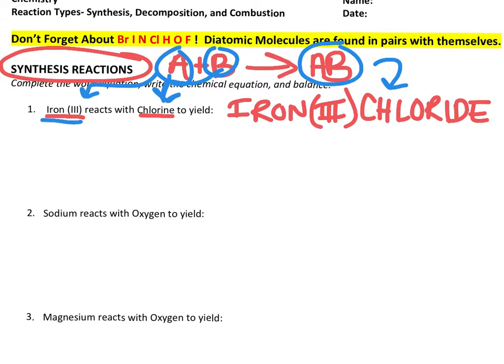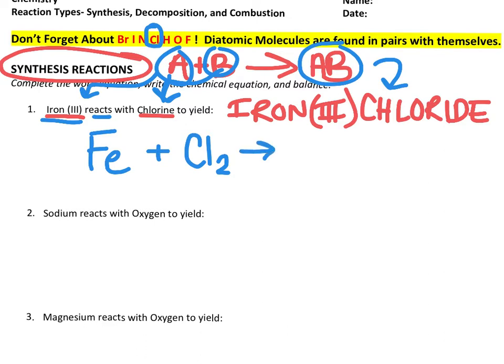So whenever we have iron by itself, even though it's called iron 3, iron by itself is just Fe. If it reacts with chlorine, that means it's going to react with chlorine by itself. Now, if you remember, chlorine by itself is part of Brinkelhoff, which we say are the diatomic molecules. So whenever chlorine is alone, it's never really alone. It's naturally found paired up with itself. So that would be Cl2.